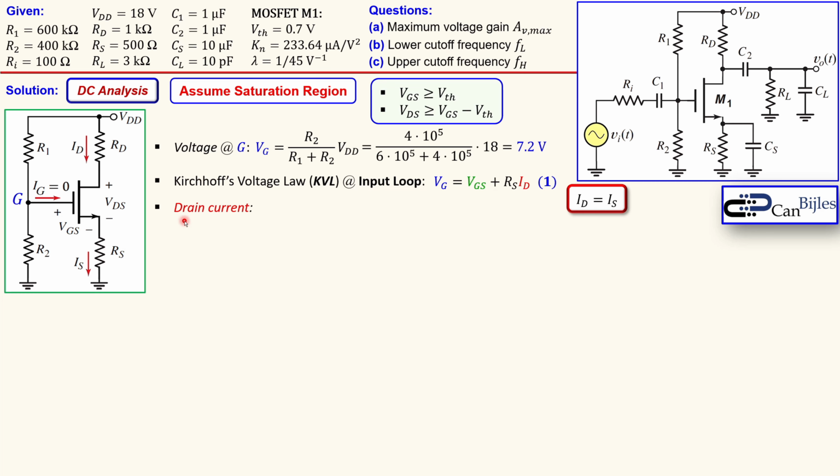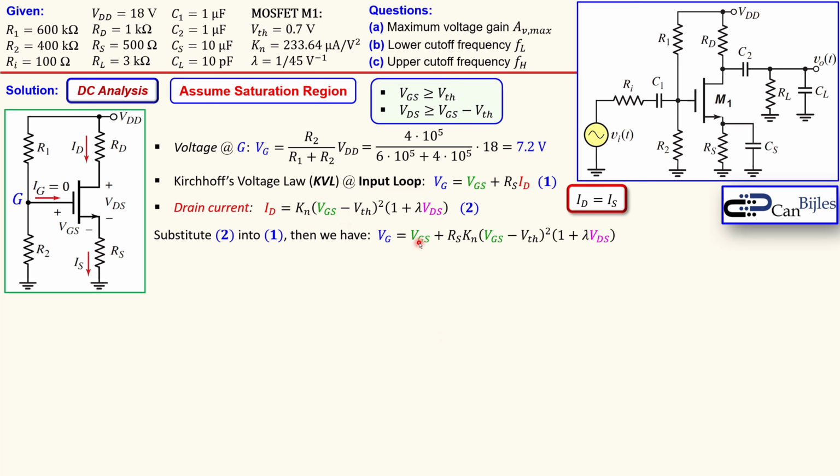For the drain current, since we are in the saturation region of operation and we have channel length modulation, we need to use this formula. We know the lambda, we know the threshold voltage, we know the Kn, so a lot of information is given and we can use that. Let's designate this as equation number 2. I will now substitute equation number 2 completely in here, so we get a larger expression. VG is equal to VGS plus this expression, where you see VGS again as an unknown, but also another unknown, which is VDS.